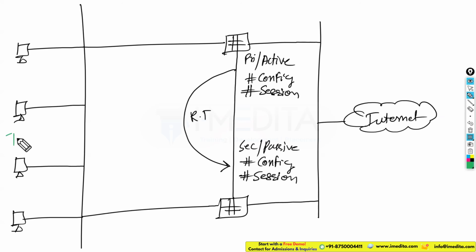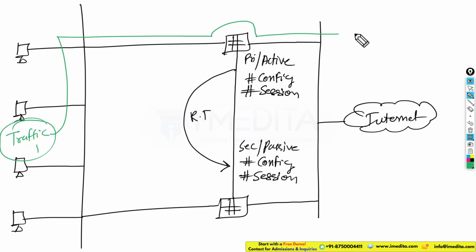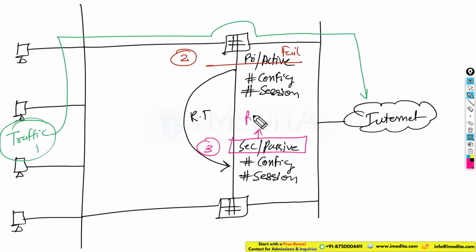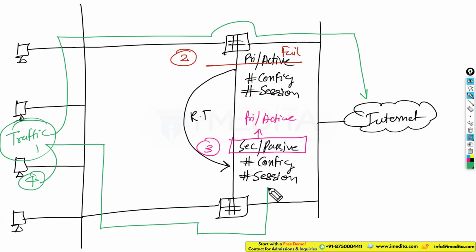Now what will happen? The LAN will generate traffic. First of all, traffic will go via the primary to the internet. It may be possible that your primary firewall goes down. In this condition, the secondary firewall will promote itself as primary and active. Now traffic from the LAN will go to the new active firewall, the second firewall, and then to the internet. This is called HA or failover.